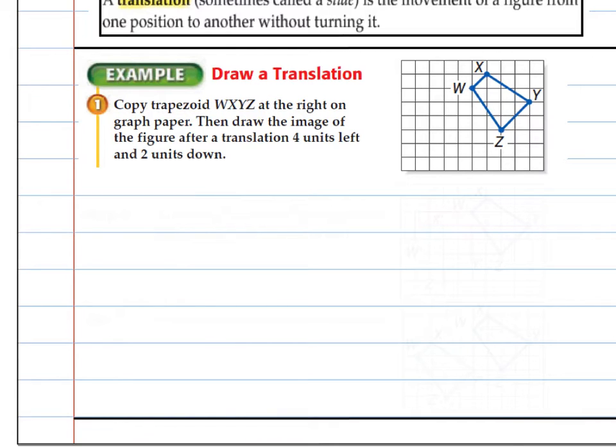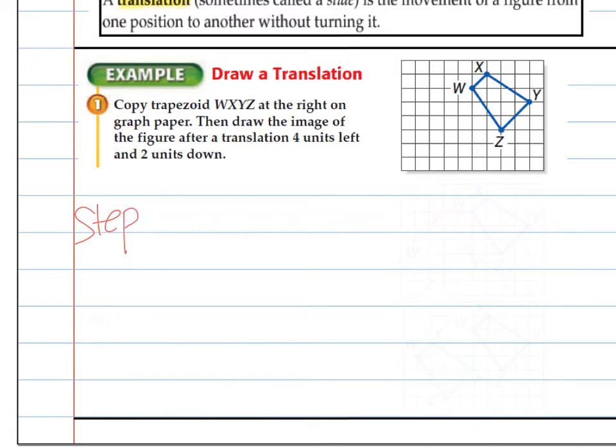Then what we're going to ask you to do is draw the image or the translation of the figure after translating 4 units left and 2 units down. So pause for a quick second and get that labeled. Okay, so step 1 is to move the vertex of the trapezoid 4 units left and 2 units down.